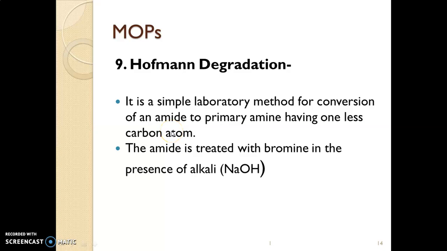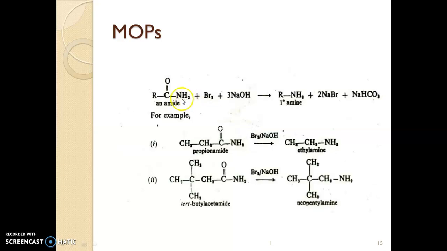Hello everyone. In the last session we were up to the Hofmann degradation reaction, in which simple amides are converted into the primary amine having one less carbon. So amide on treatment with bromine and NaOH produces primary amine. The example was propionamide in the presence of bromine and NaOH produces ethylamine, and also tertiary butyl acetamide on treatment with bromine and NaOH produces neopentylamine.